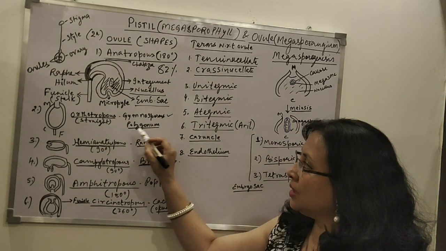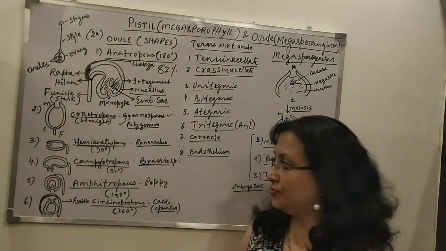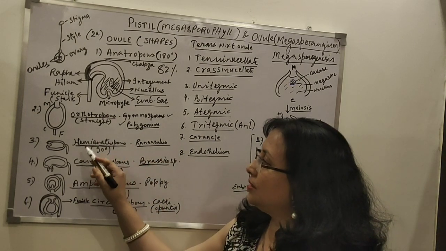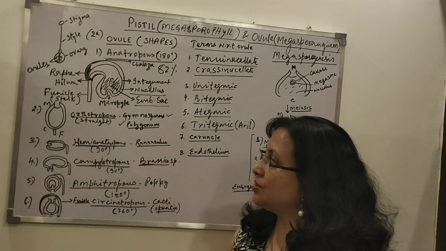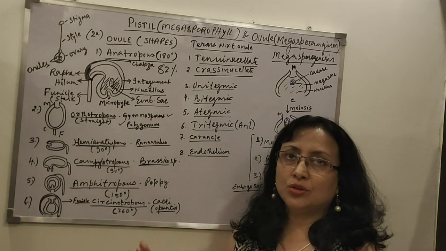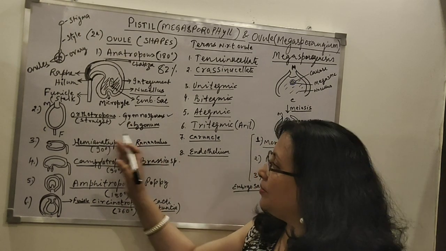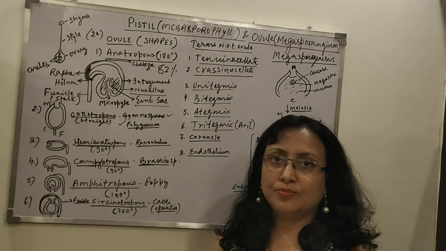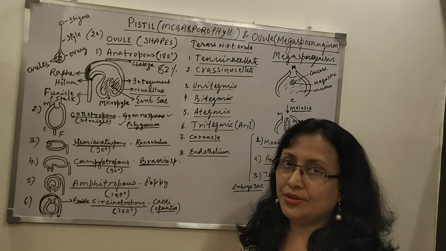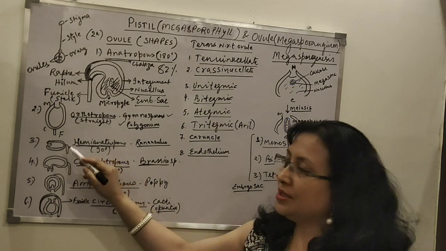Polygonum. Among angiosperms, it is Polygonum, which also has an orthotropous ovule. Next one, hemianatropous. As the name suggests, hemi. Each of these words has its own meaning. Like ortho means straight and hemi means half. So hemianatropous, half of anatropous, which means it is 90 degrees. That's right, because anatropous was 180 degrees, so this is a 90 degree curved ovule.